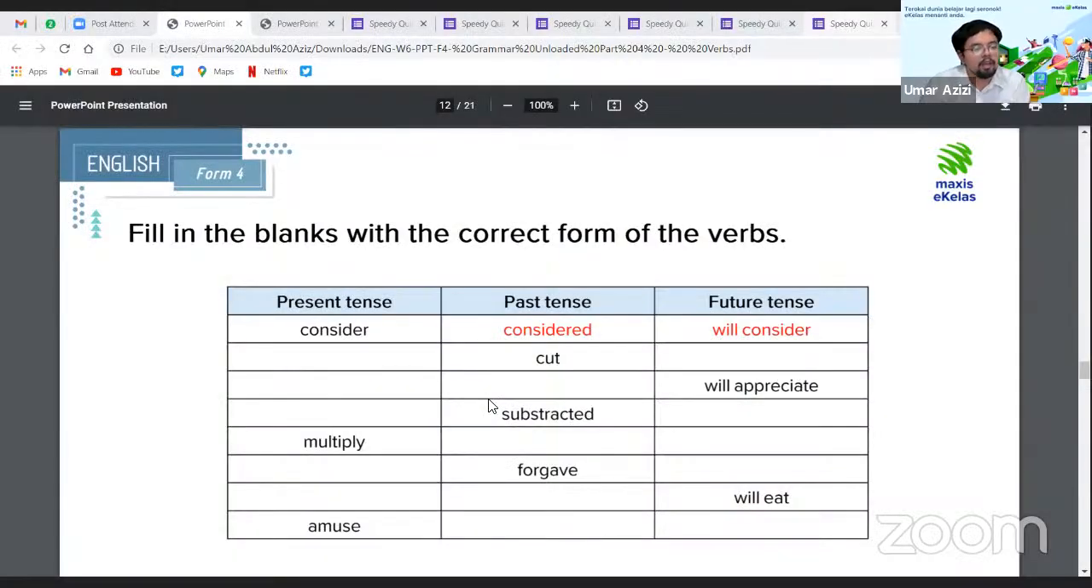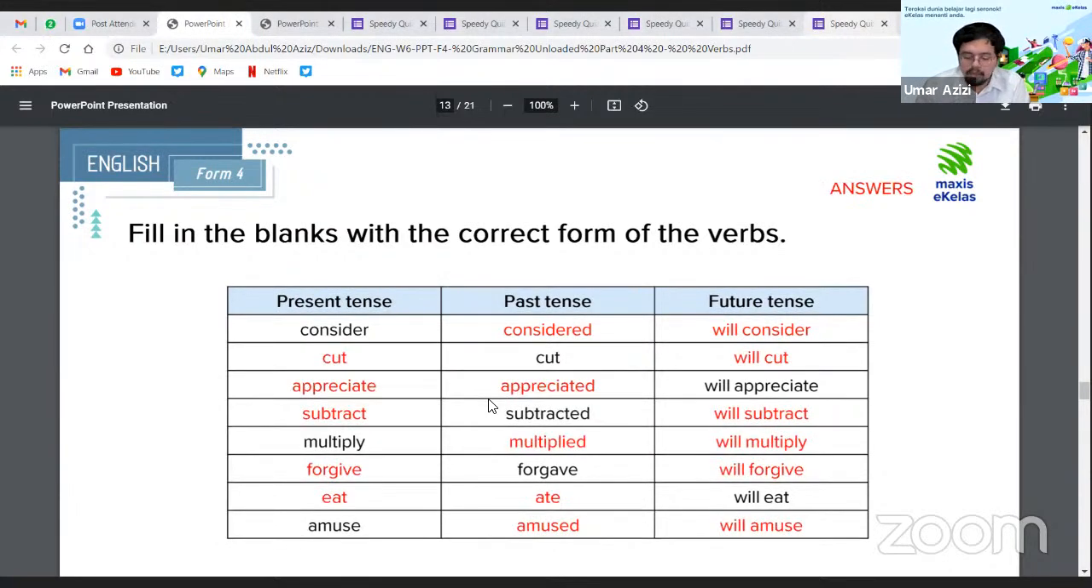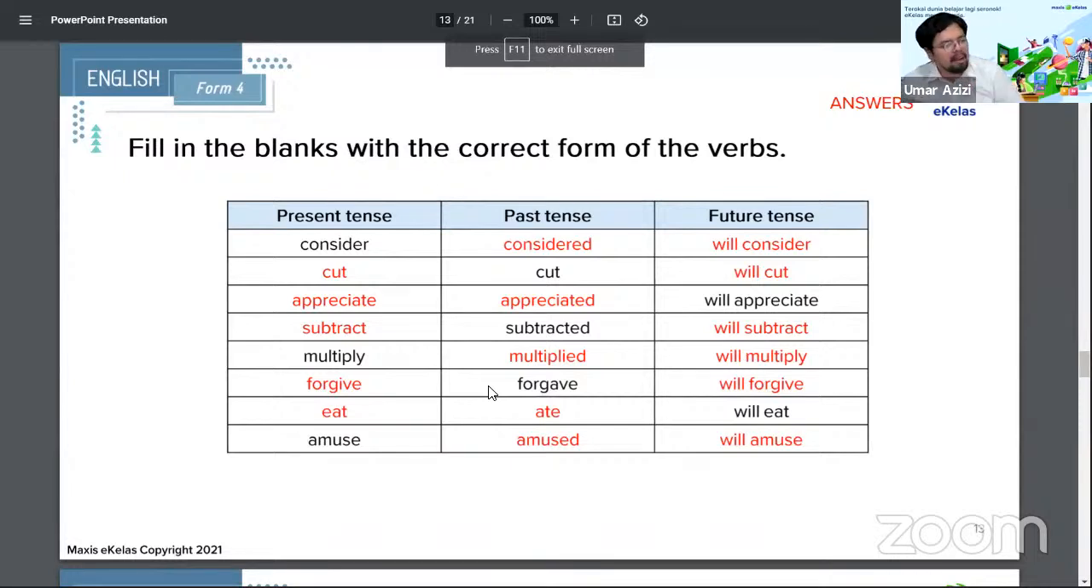Here we go. We'll consider, we already did a few of it. So I will now start sharing the answers in 3, 2, 1, boom. There we go. So we did our little subtract, multiply. We discussed how multiply ends with y, and if the word ends with y, you replace the y with an I and add ed. For eat, the form of the word changes.